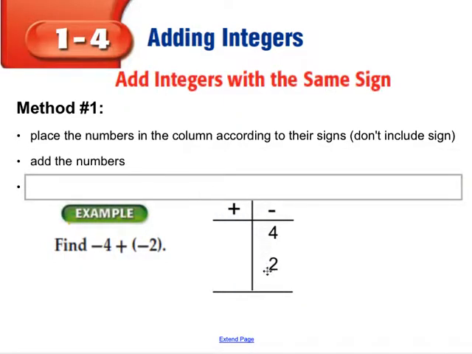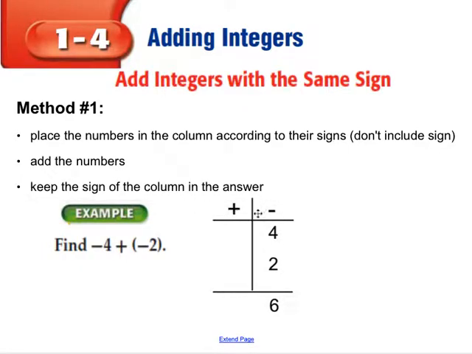The rule is if they're in the same column, then you add the numbers. So we would add 4 and 2 to get 6. Our resulting answer has the same sign of the column that we're in, so we need to make that a -6 for our final answer.